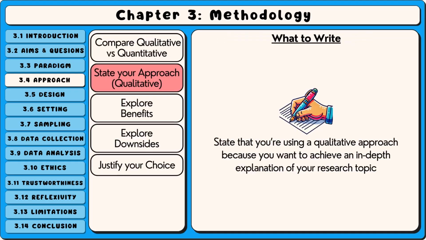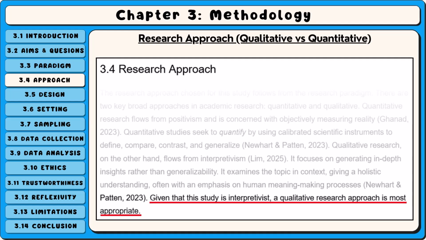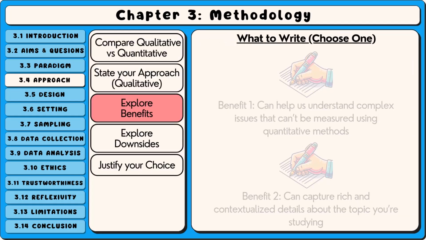Step 2 is to state your approach. Here, all you need to do is state that you're using a qualitative approach because you want to achieve an in-depth explanation. Here's a template. This study adopted a qualitative approach because, and then give your reason. Our sample reads, given that this study is interpretivist, a qualitative approach is most appropriate. Step 3 is to explore the benefits of qualitative research.